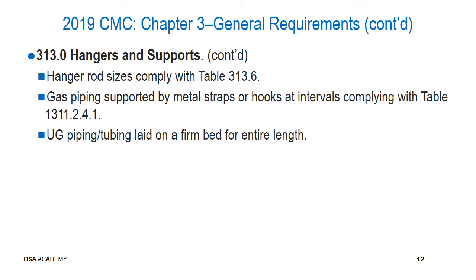Continuing with hanger and support requirements, the hanger rod sizes themselves are required to comply with Table 313.6. And any gas piping which is being supported must be supported by metal straps or hooks at minimum intervals which comply with Table 1311.2.4.1, which is located in the fuel gas chapter, Chapter 13 of the California Mechanical Code. Additionally, underground piping or tubing is required to be laid on a firm bed for its entire length.